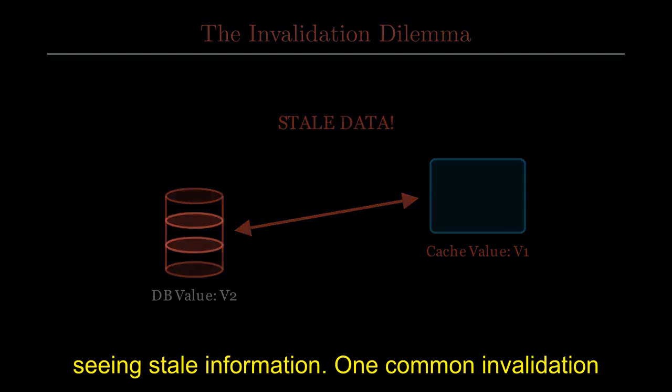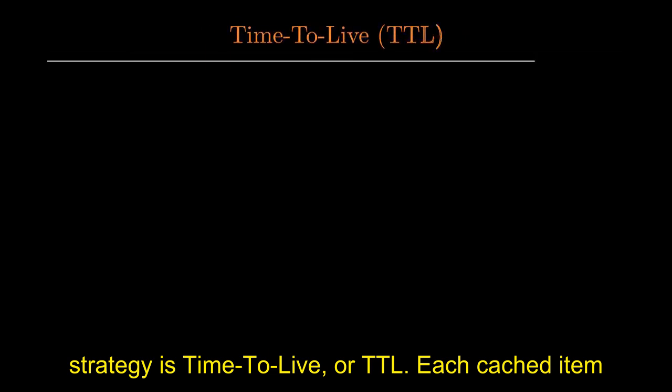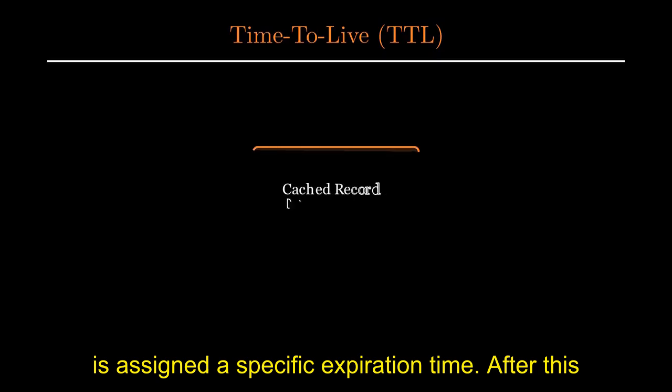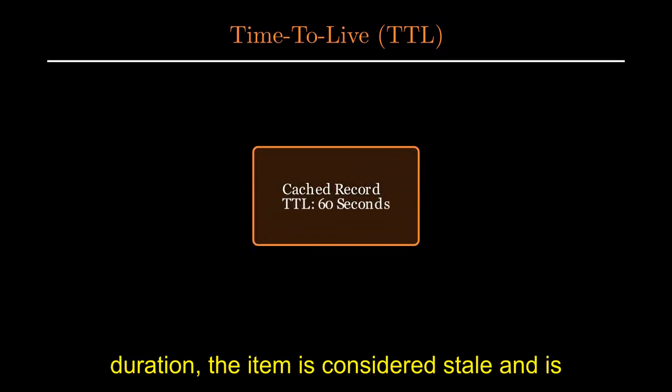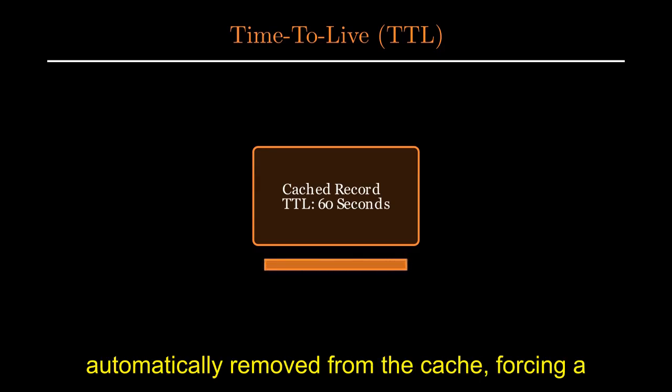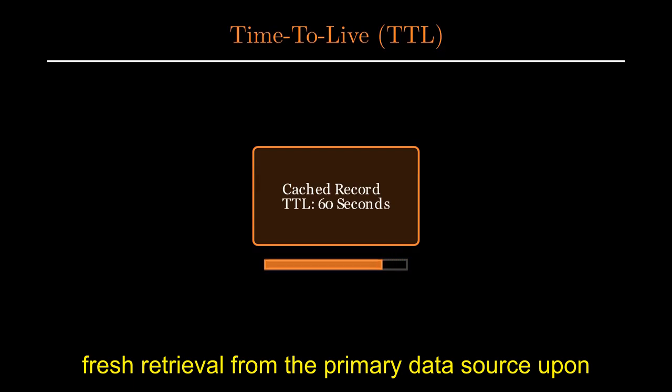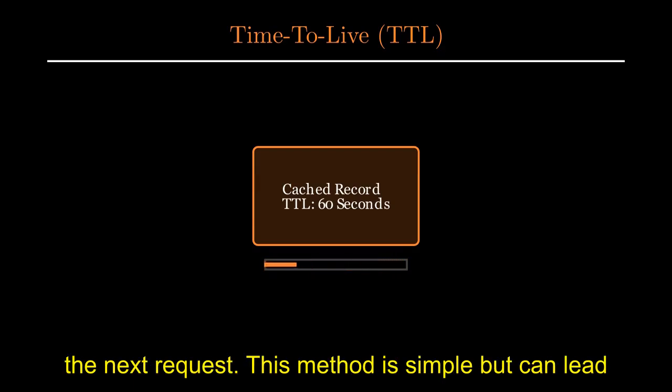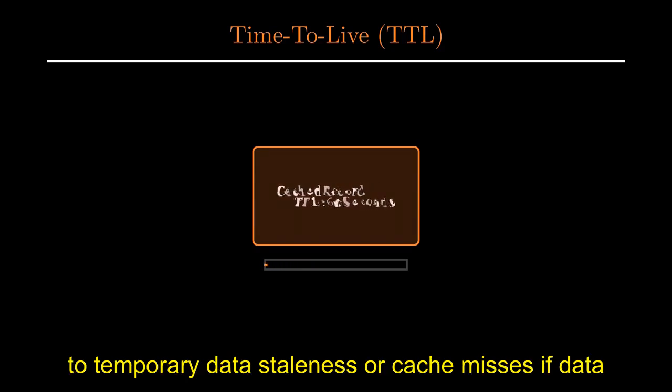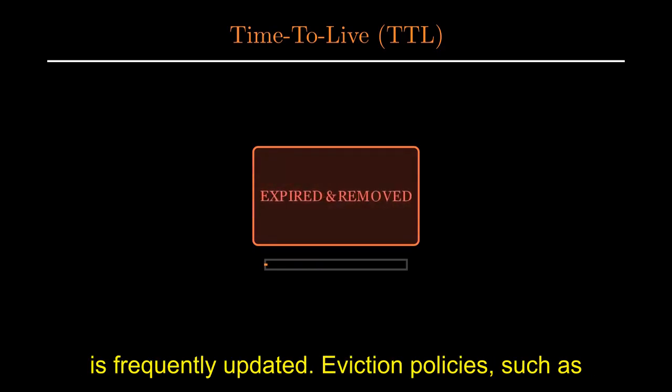One common invalidation strategy is time to live, or TTL. Each cached item is assigned a specific expiration time. After this duration, the item is considered stale and is automatically removed from the cache, forcing a fresh retrieval from the primary data source upon the next request. This method is simple but can lead to temporary data staleness or cache misses if data is frequently updated.